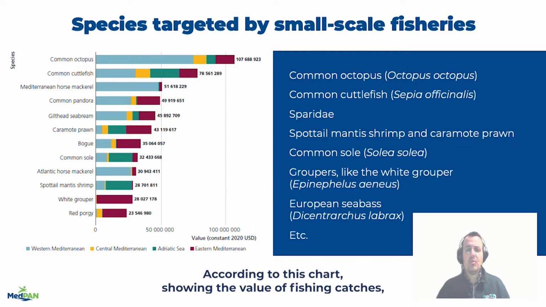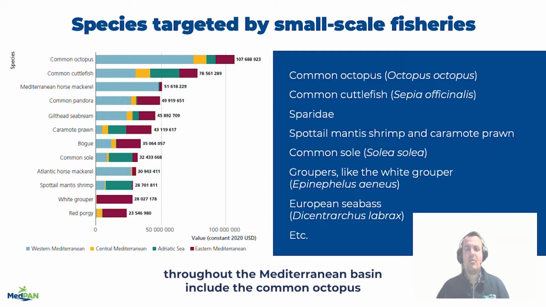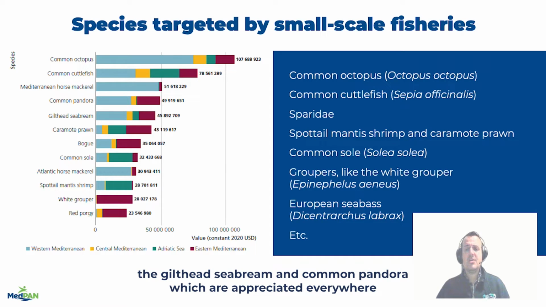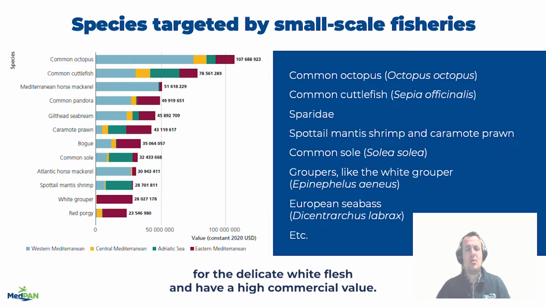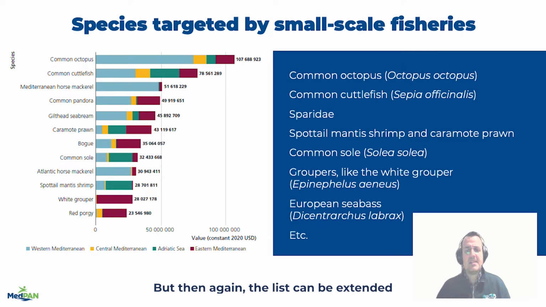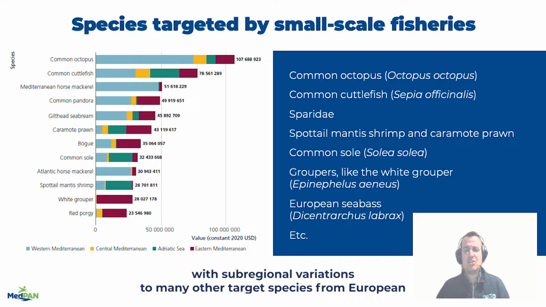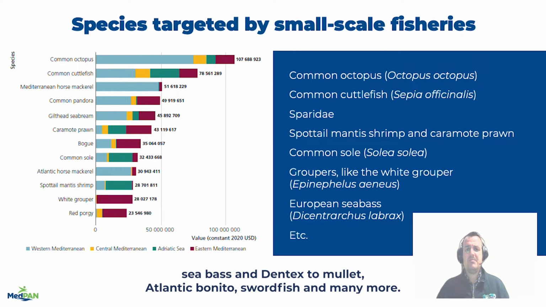According to this chart showing the value of fishing catches, species significantly targeted by small-scale fisheries throughout the Mediterranean basin include the common octopus and the cuttlefish, spot-tailed mantis shrimp and caramote prawn, the common sole and Sparidae family members, in particular the gilded sea bream and common pandora, which are appreciated everywhere for their delicate white flesh and have a high commercial value. But then again, the list can be extended with sub-regional variations to many other target species, from European sea bass and dentex to mullet, Atlantic bonito, swordfish, and many more.